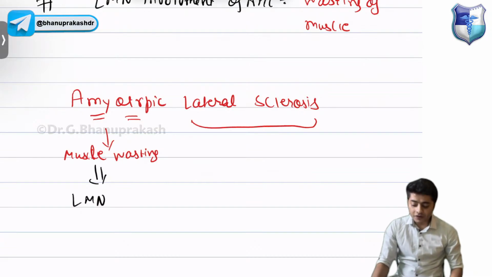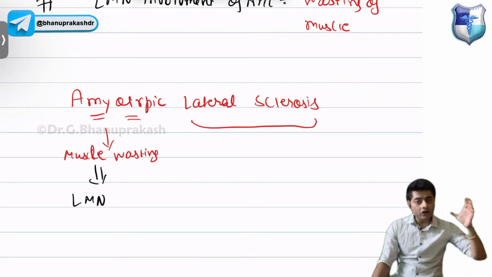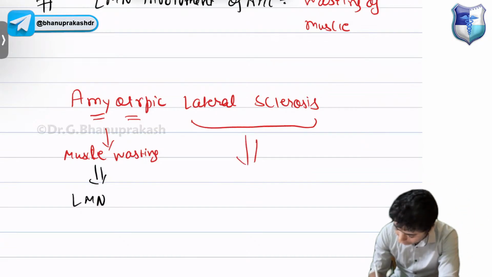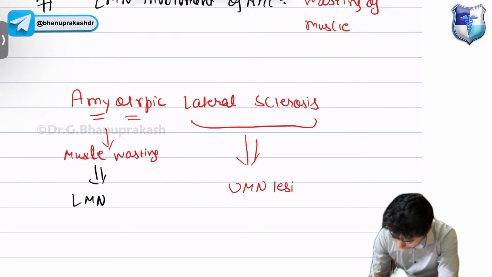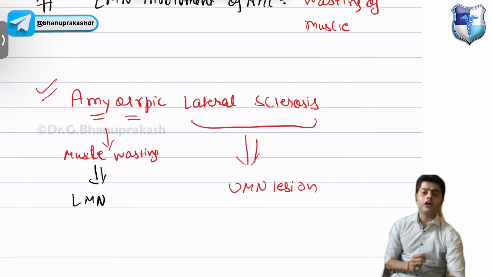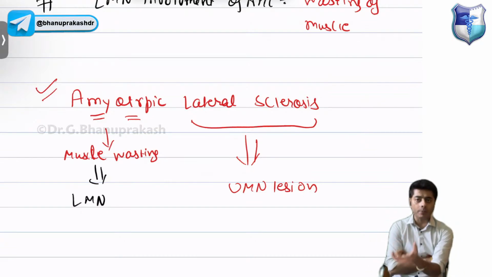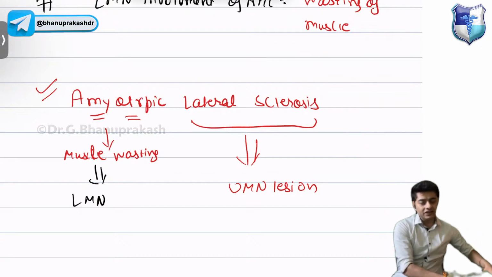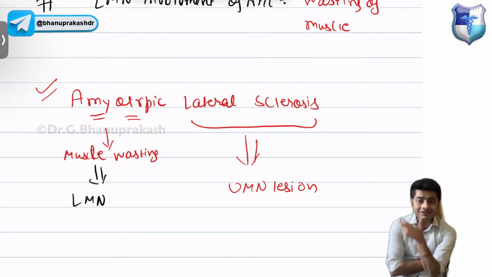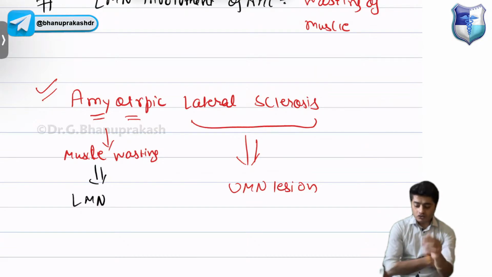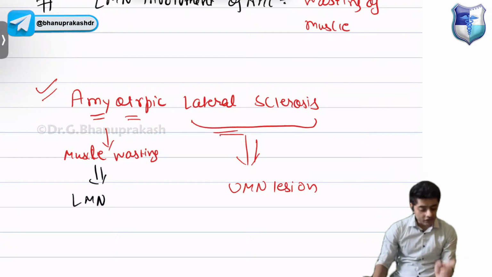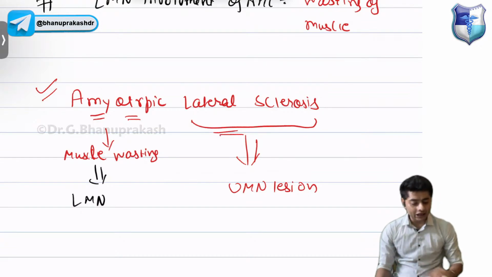Within 20 minutes, we are finishing. It passes through the lateral column of the spinal cord, so it means UMN. That's why we gave the name amyotrophic lateral sclerosis. Everyone understood the name behind it? Amyotrophic means muscle wasting because it is an LMN lesion. And lateral sclerosis, because your corticospinal tract passes through the lateral column of white matter of the spinal cord, so there is lateral sclerosis.